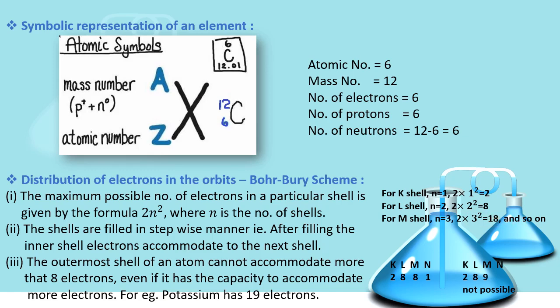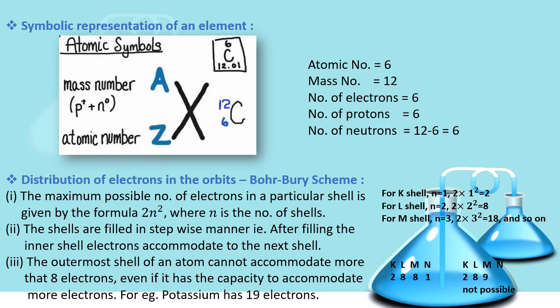Second one, the cells are filled in a stepwise manner. That is, after filling the inner cell, electrons accommodate to the next cell. If inner cell is not completed, then electrons will not accommodate to the next cell. And the third one, the outermost cell of an atom cannot accommodate more than 8 electrons. This is very important. Even if it has the capacity to accommodate more electrons.